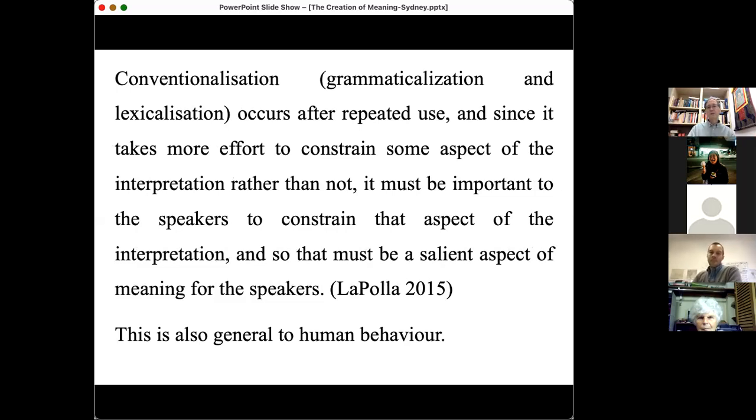And since it takes more effort to constrain some aspect of the interpretation rather than not, it must be important to the speakers to constrain that aspect of the interpretation. Otherwise, they wouldn't do it so often that it could get conventionalized. And so that must be a salient aspect of the meaning for the speakers. And again, this is a general principle of human behavior, that the things that we will do in life are those things that are important to us.